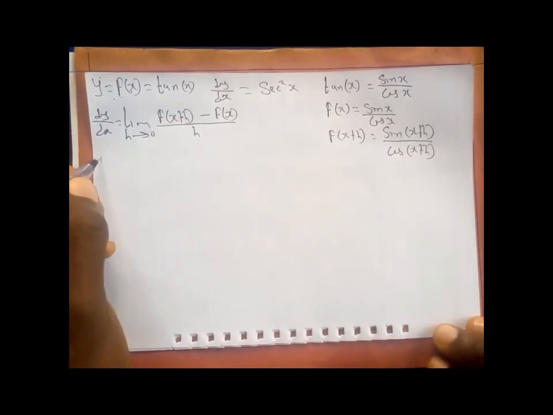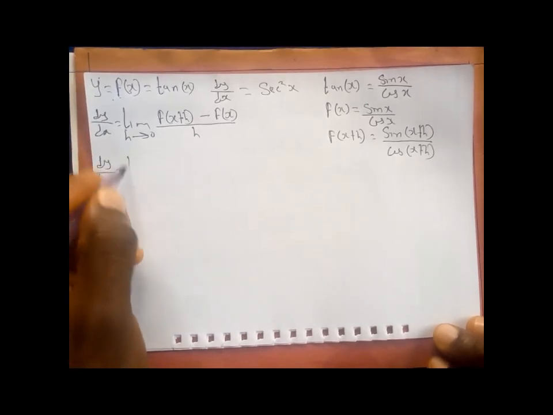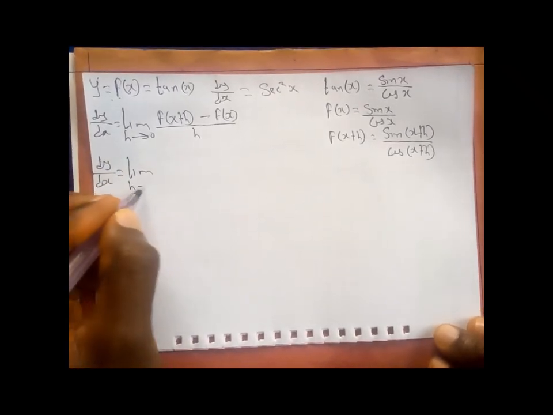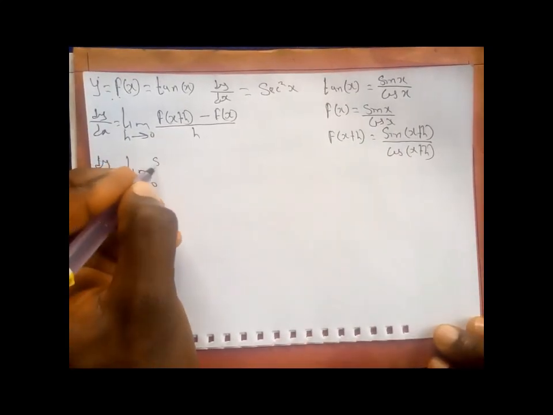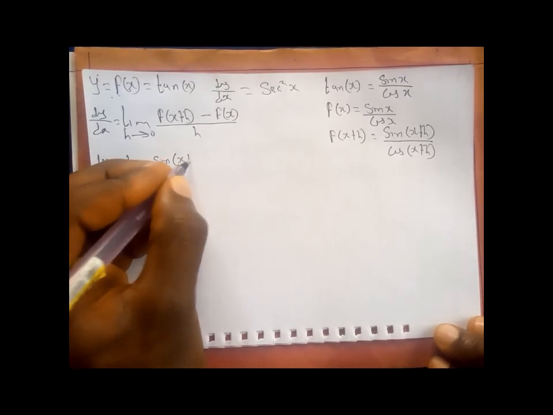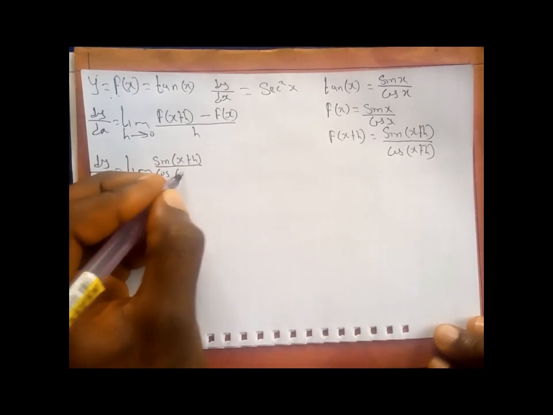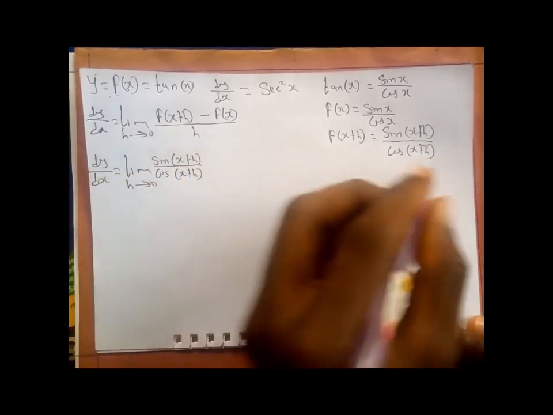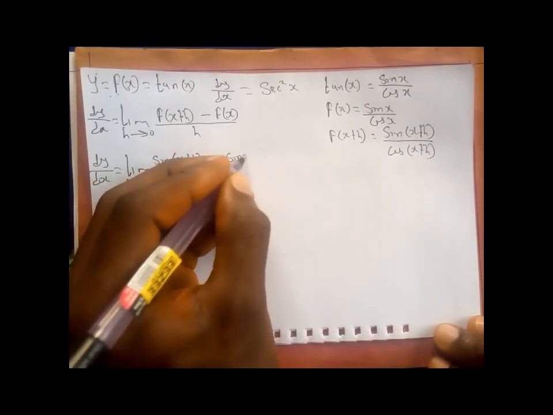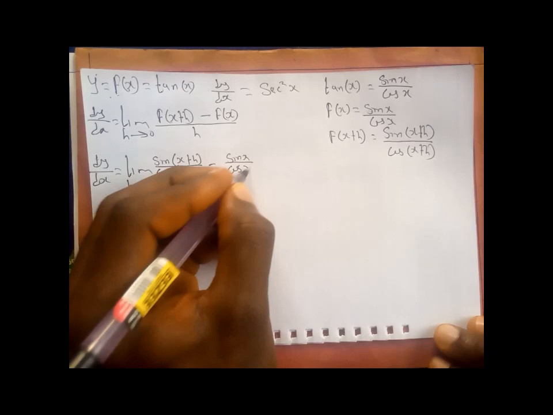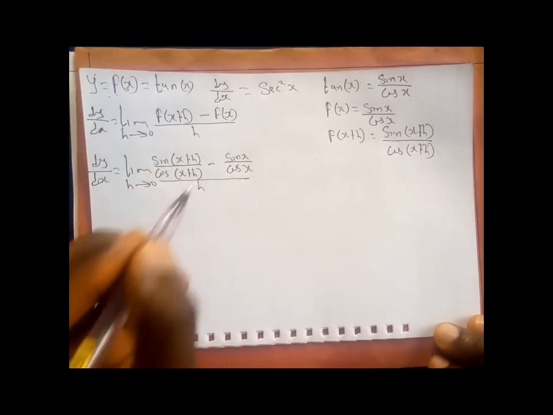So therefore we can continue finding the dy/dx of tan x. This will be equal to the limit as h approaches 0. Now f of x plus h, we got that to be sine x plus h divided by cosine x plus h, then minus f of x. This is f of x, that's sine x divided by cosine x, then entirely divided by h.